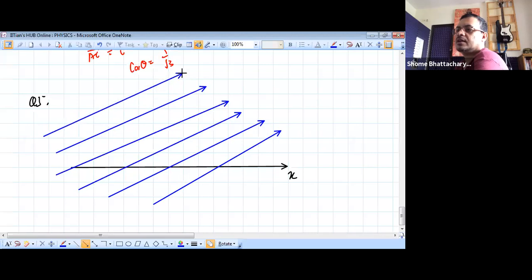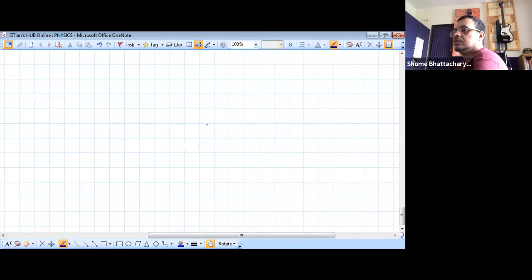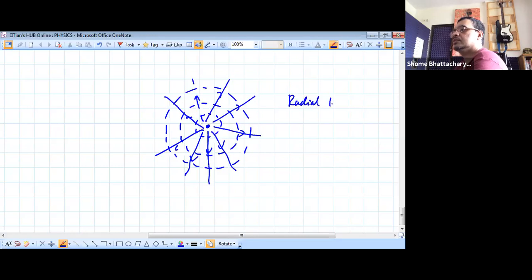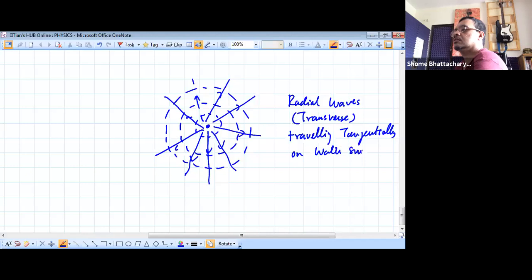But imagine, there's something like this that you have. When does such a case arise? Like suppose you have circular wave fronts on the surface of water. So these are the radial waves that travel like this on a water surface. Though two-dimensional waves in detail are not in our syllabus, this kind of thing we can discuss. So these are radial transverse waves, traveling tangentially on a water surface from a point source.